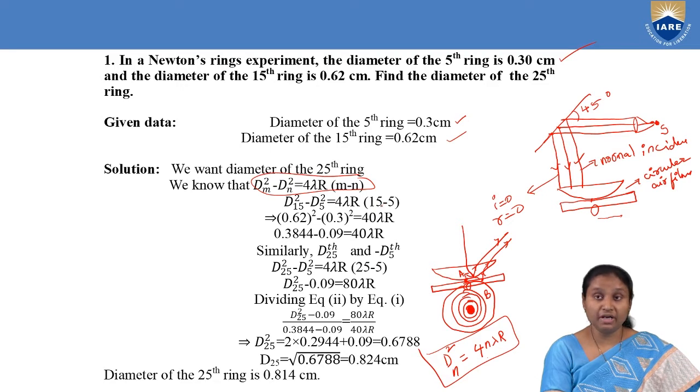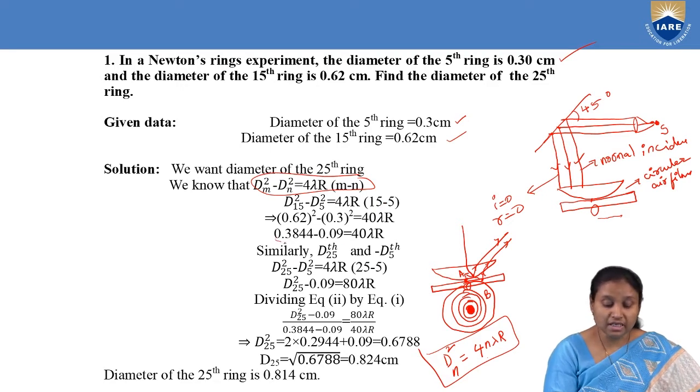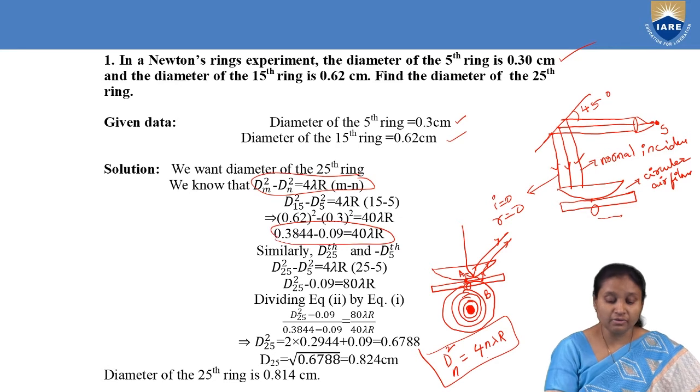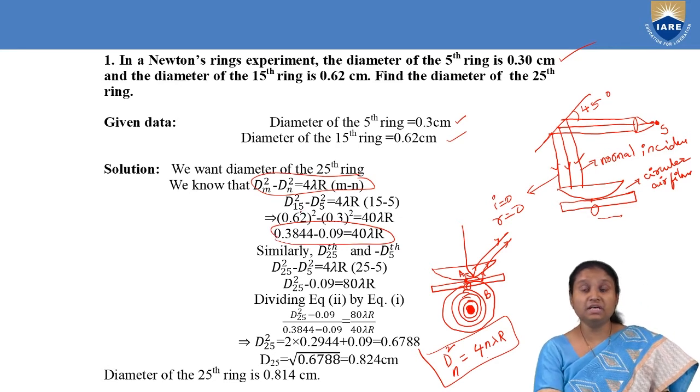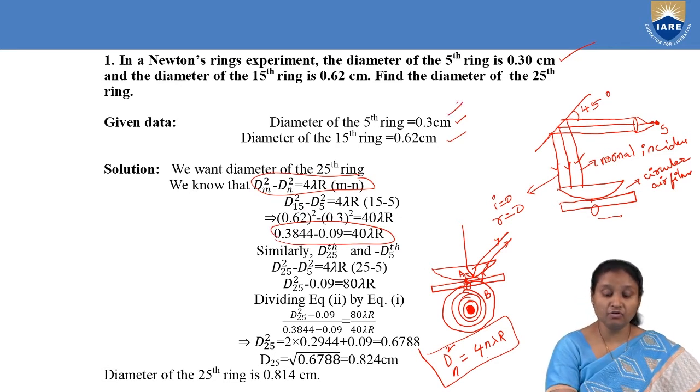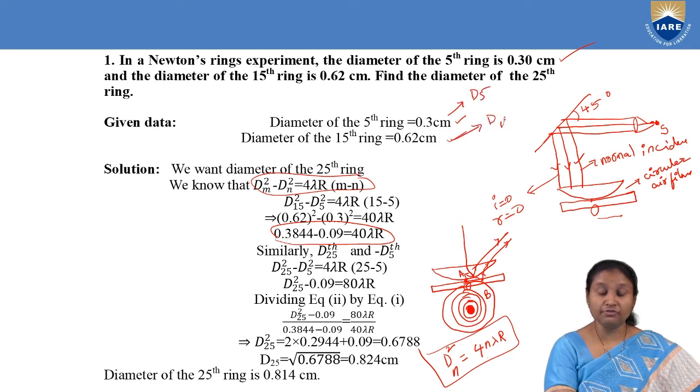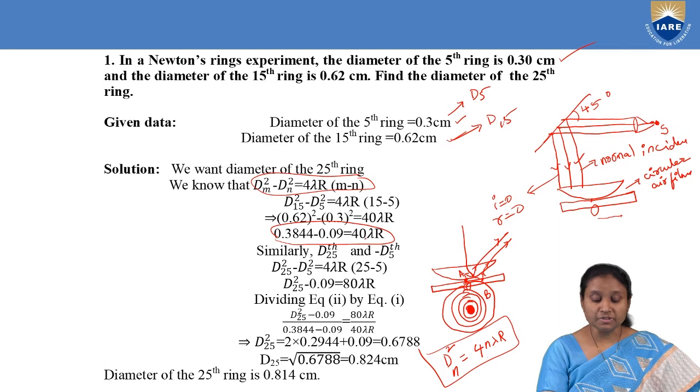If we simplify, here m is 15 and n is 5, we'll observe 40λR. And here we know the values of D15 as well as D5. This is the value of D5, the diameter of the 5th dark ring, and this is the diameter of the 15th dark ring. If we substitute, we are going to get this value as 40 times λR. How did we get this 40? Here 15 minus 5 is 10, and here I have 4, so 10 into 4 is 40.